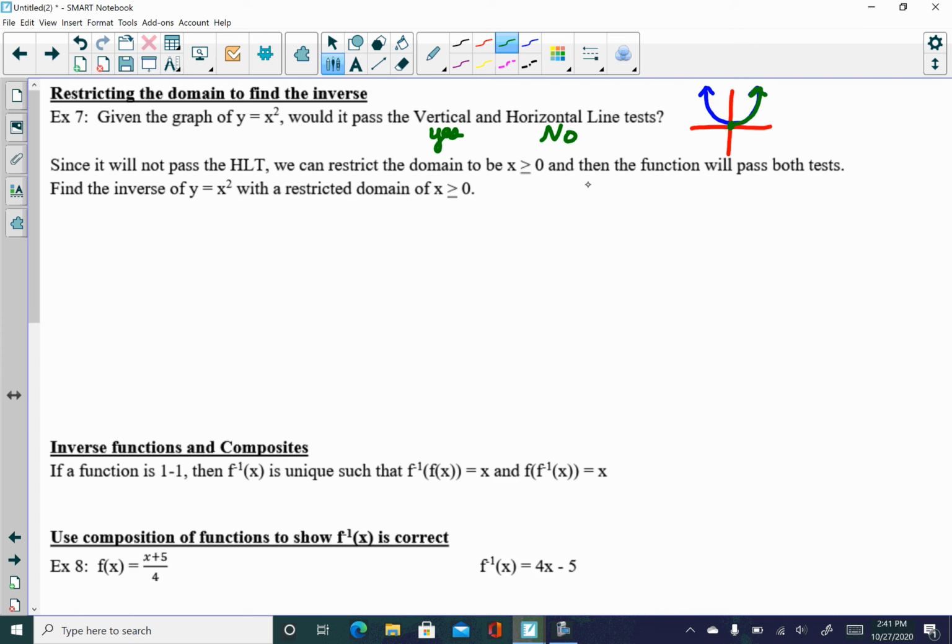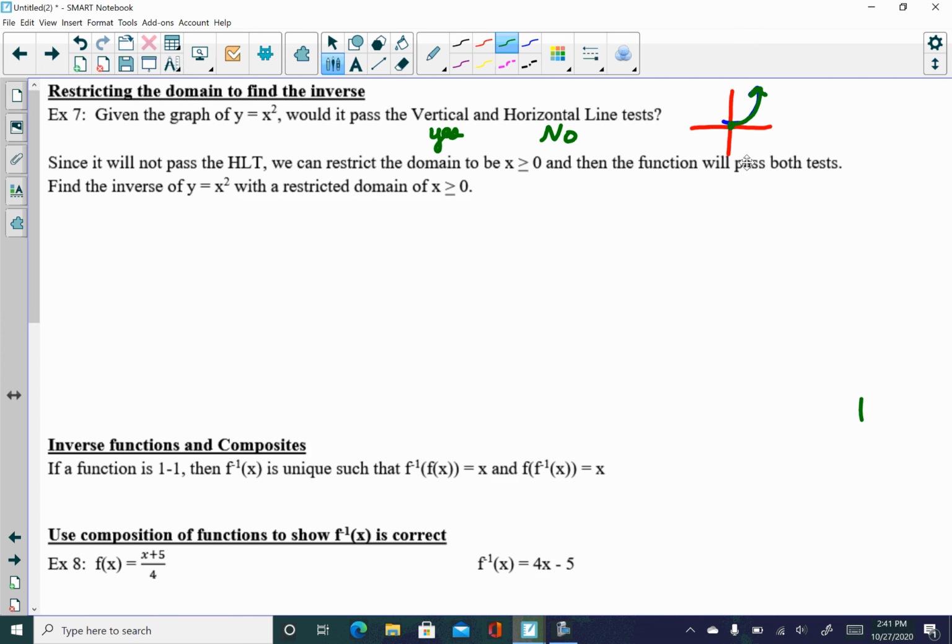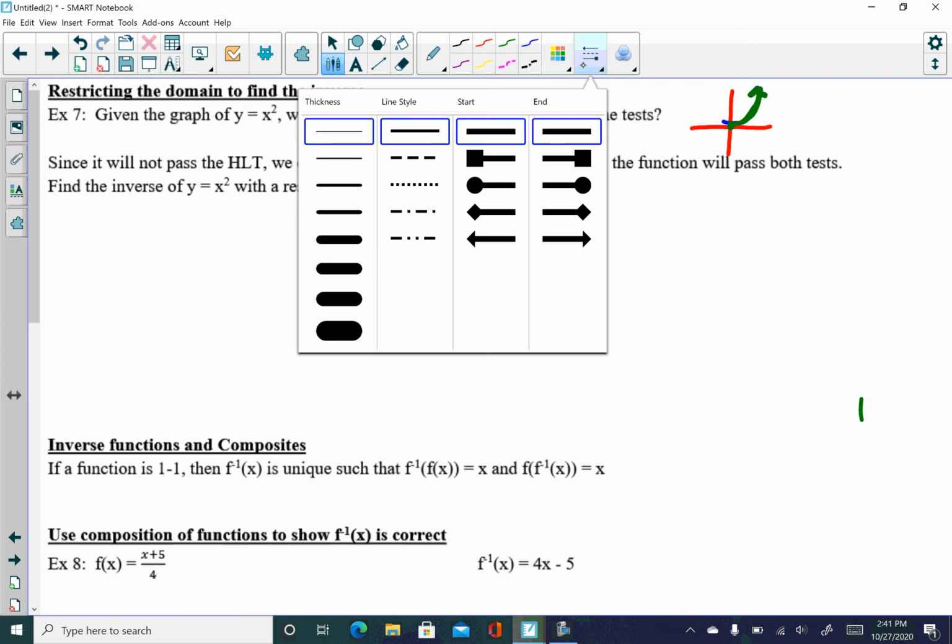If you look at that portion only, so you're ignoring this over here, I'm just looking at y equals x squared, but only for x values greater than or equal to 0, then I'm just looking at that portion there, and sure enough, that would pass horizontal and vertical line tests. So with that said, they want us to find the inverse of y equals x squared with our restricted domain. So our rule, switch x and y.